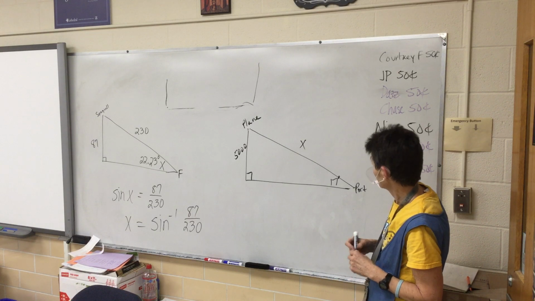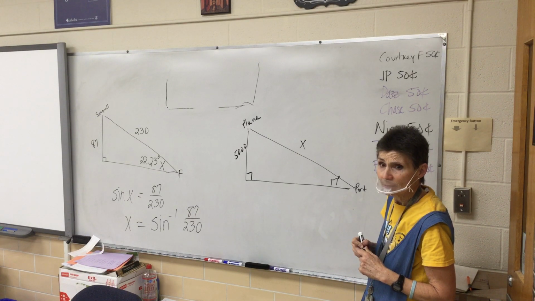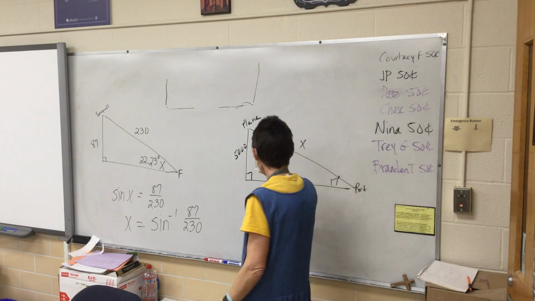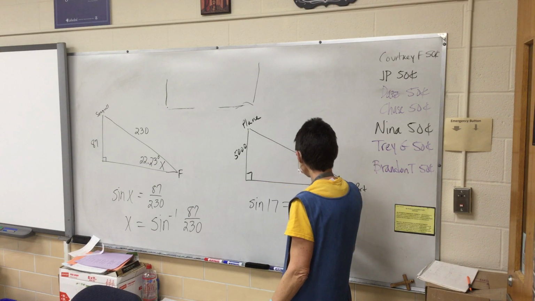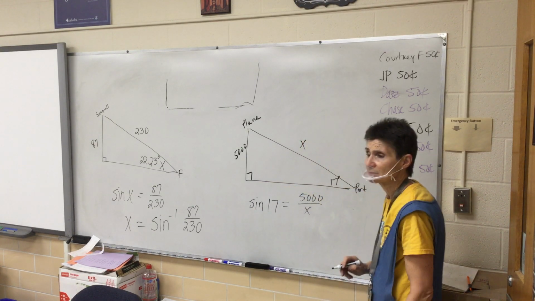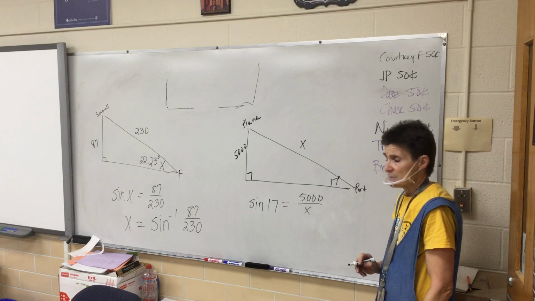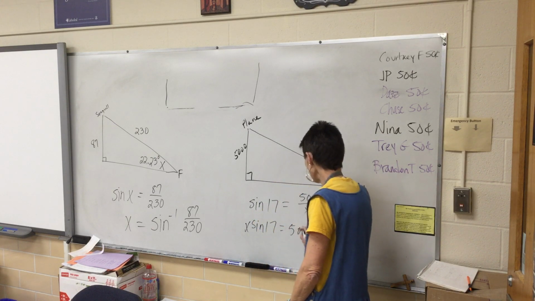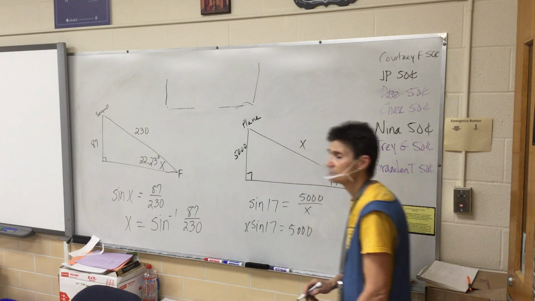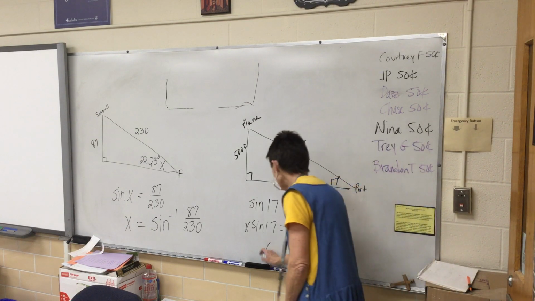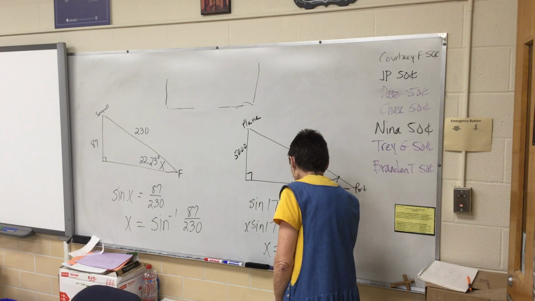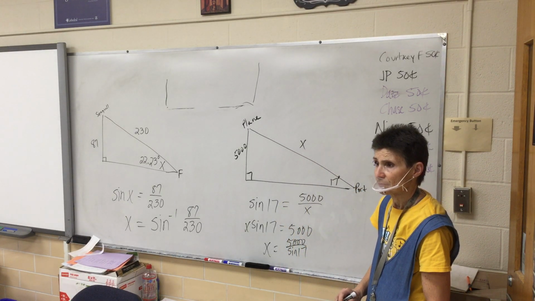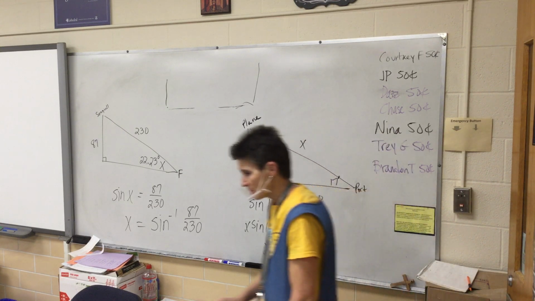Is it cosine? I don't think so. No. I think it's sine, isn't it? Sine. So sine 17 equals 5,000 over x. Yes. So x sine 17 equals 5,000. And x is going to equal 5,000 over sine 17. Would you agree with that? I would. So let's type it in our calculator.